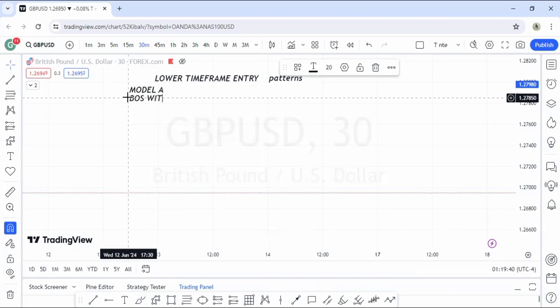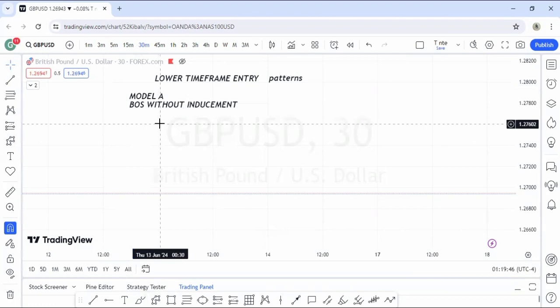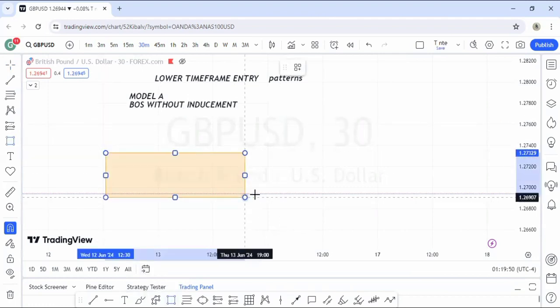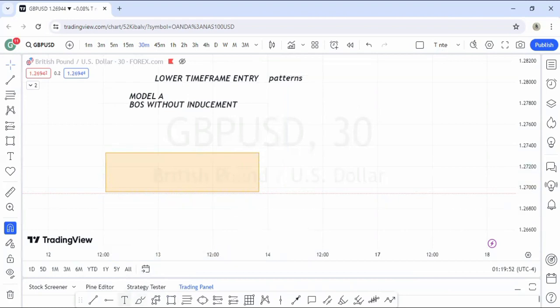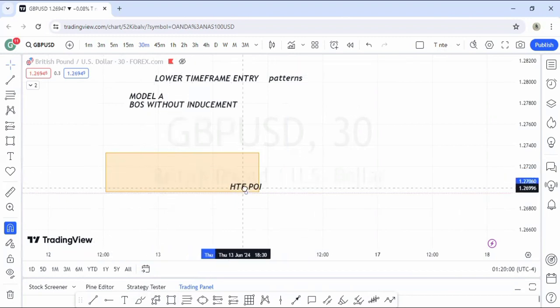BOS without inducement. So this is an entry model on its own, right? If the market comes to your higher time frame point of interest, it's very, very easy, just a pattern. Like I said, you have to understand other things that led up to this. So this is a higher time frame POI now. The market is coming to a POI inside there.